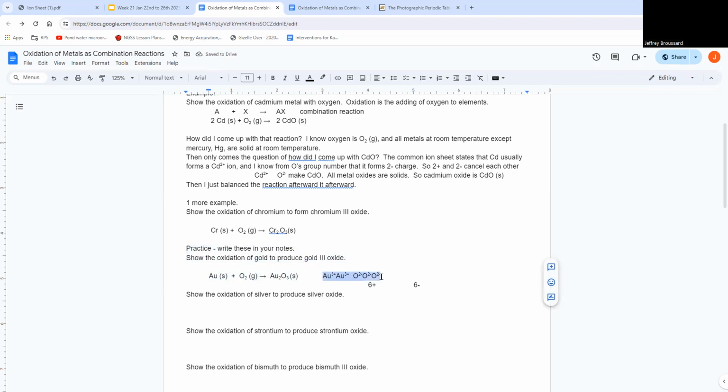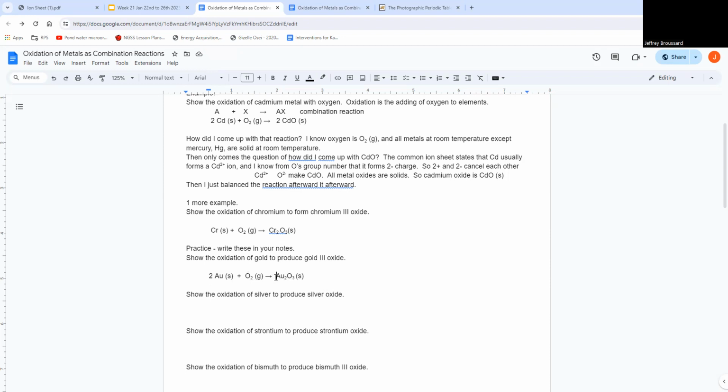Get rid of this. But what about balancing? So now I have 2 gold atoms on my right, and I have 1 on my left. So I need to put a 2 in front of that. And if you look here, I have 3 oxygens on my right and 2 on my left.